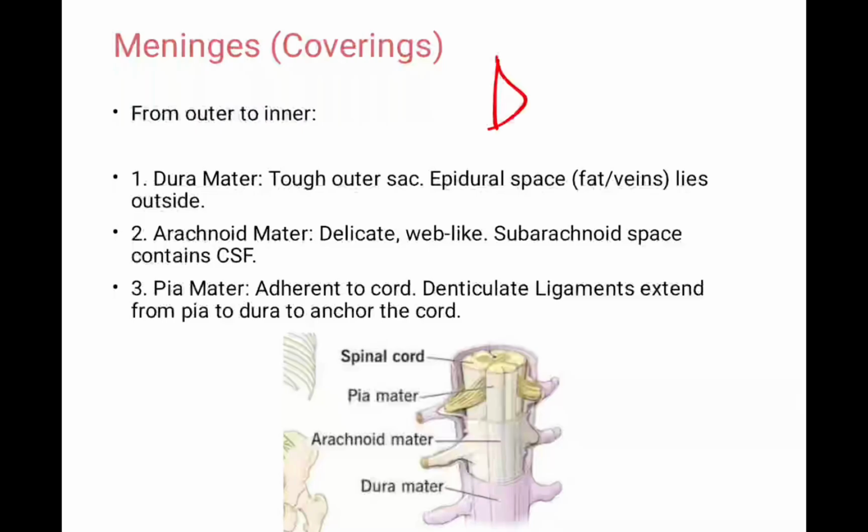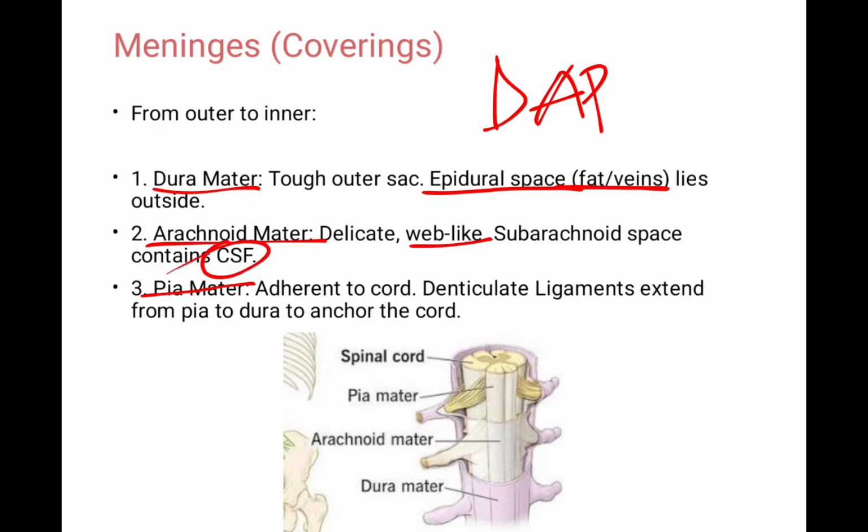So the meninges, the coverings of the spinal cord from outer to inner. Remember, we said the mnemonic is what? DAP. The dura mater, the arachnoid mater, and the pia mater. The dura mater is a tough outer sac. It has an epidural space which contains fat and veins that lie outside. We also have the arachnoid mater, which is delicate, web-like, and has a subarachnoid space that contains cerebrospinal fluid.